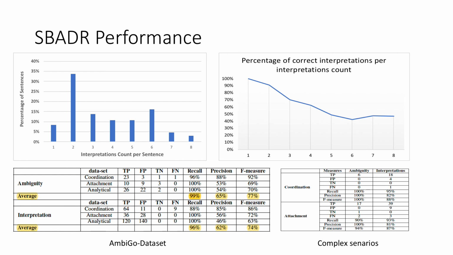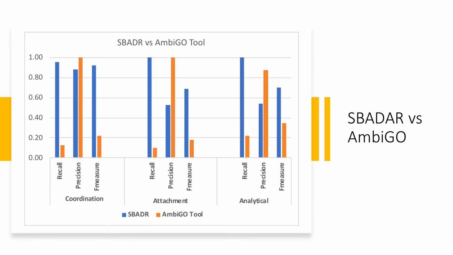We also tested our approach on more complex scenarios, and we show that our approach is also able to handle and cope with more complex situations of syntactic ambiguity. We compared the recall, precision and F measure of our approach against the Ambigo tool, and we have presented the results for the 3 types: coordination, attachment, and analytical ambiguity. Thank you so much and hope you enjoyed the presentation.